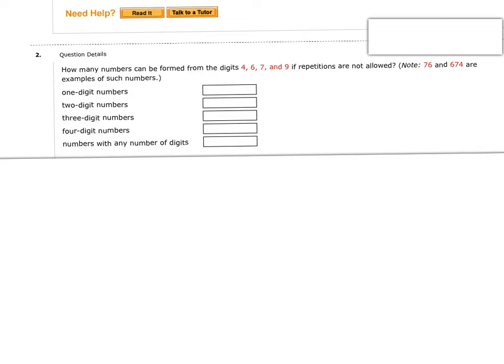All right, next up here, we can create numbers with these digits, and it says repetitions are not allowed. And then it's asking us how many 1-digit numbers can we do. Well, for that, we could only do 4 1-digit numbers. We could do 4, we could do 6, we could do 7, or we could do 9. So again, I'm not putting the number 4 there as in it's going to be a 4. I'm saying we have 4 possibilities there, so that's a 4. So then for 2-digit numbers, I have 4 possibilities for the first one, and then actually only 3 possibilities for the second one because repetition is not allowed, so that's going to be 12.